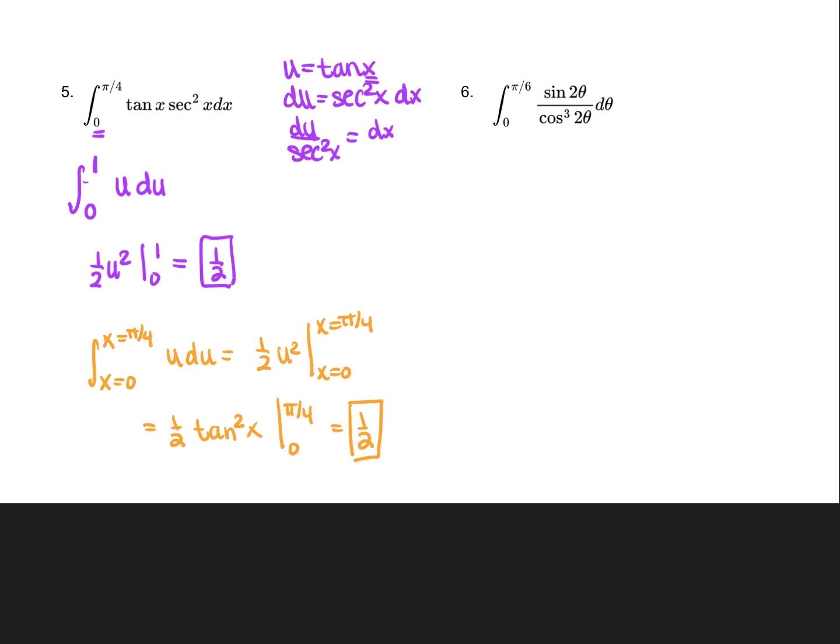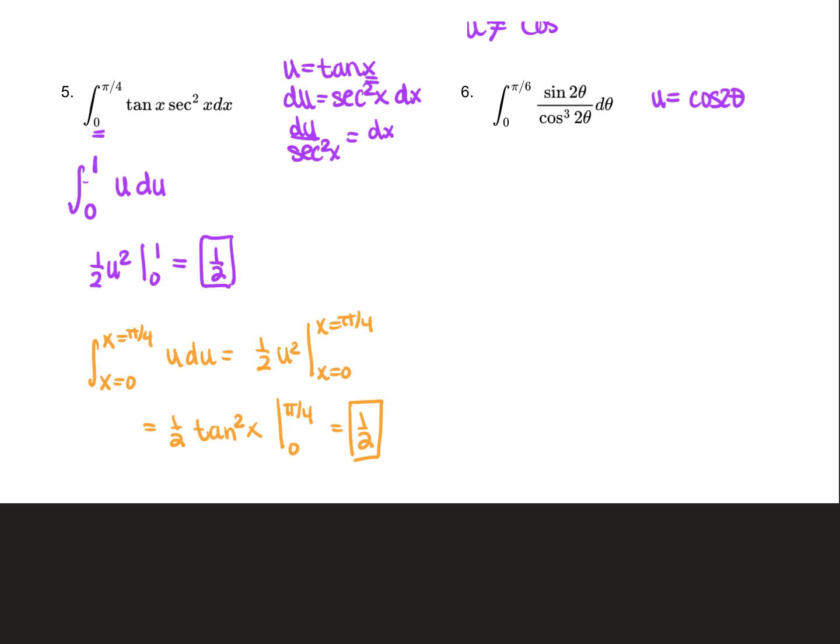Six, again, we have a division we have to clean up. So if we let u equal the cosine of 2 theta, which is kind of not the whole denominator. You do not want to make it cosine of 3 theta. So this is not right.